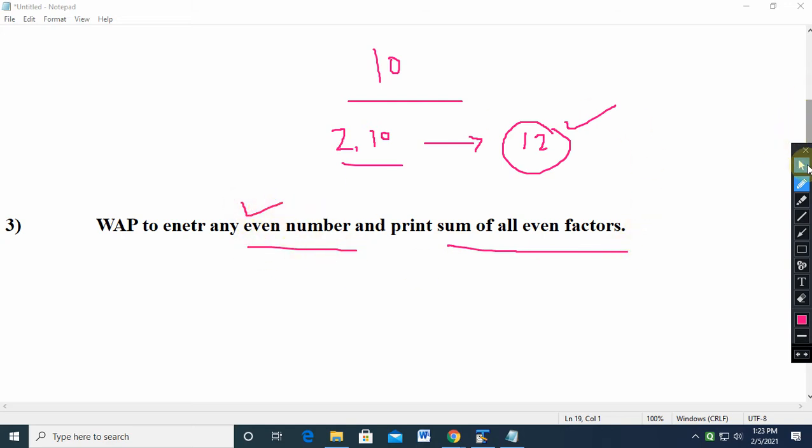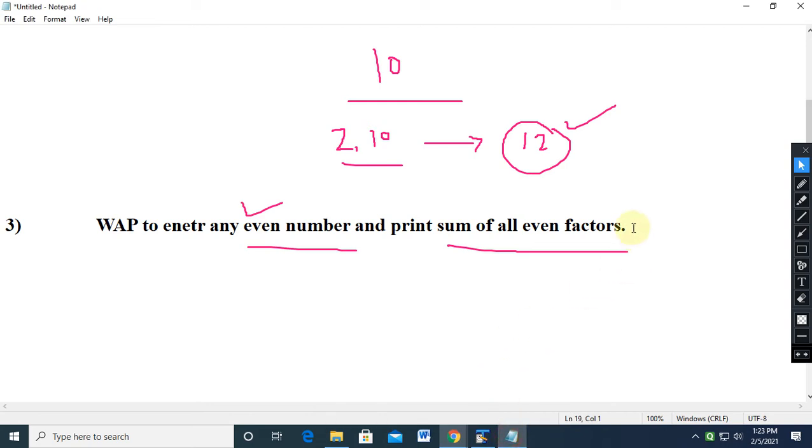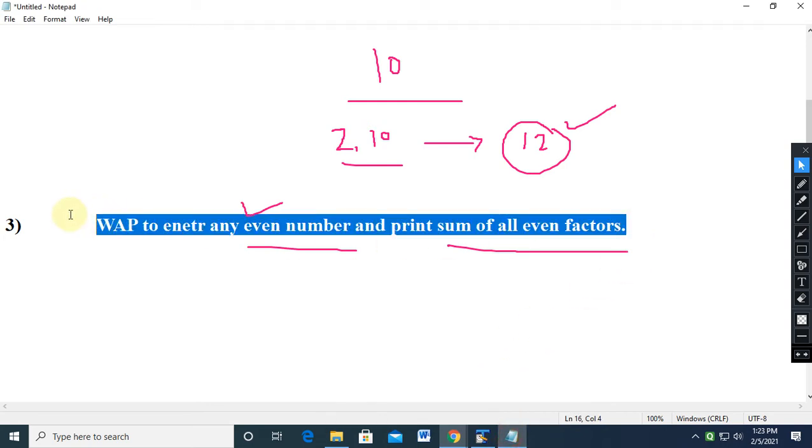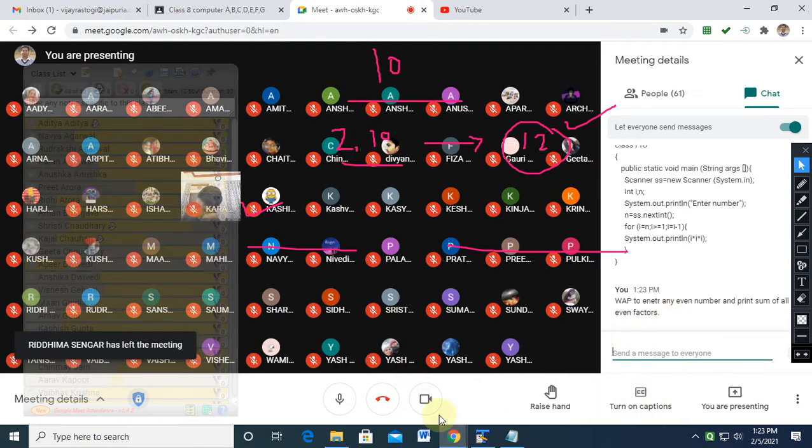Yes, sir. Please pay attention to the question. I am posting the question in the chat box also. Please note down the question in the notebook. The question is: enter any even number and print the sum of all even factors. Got it?